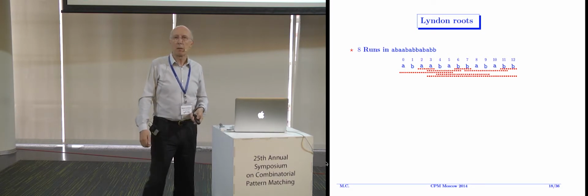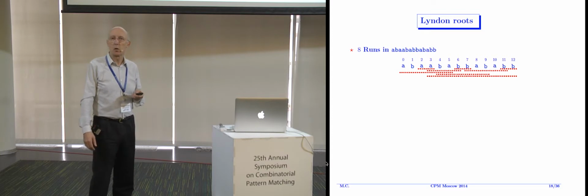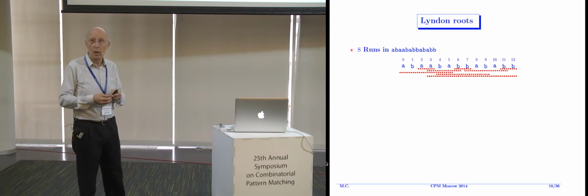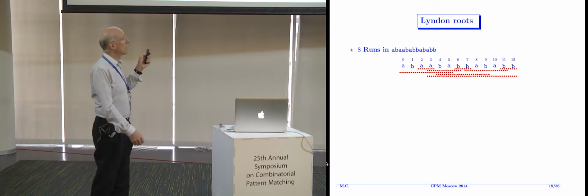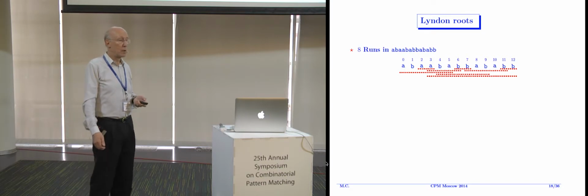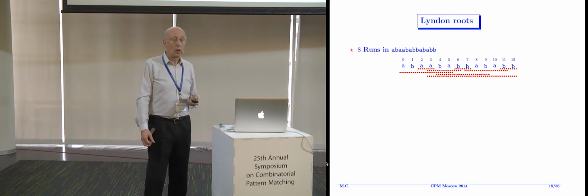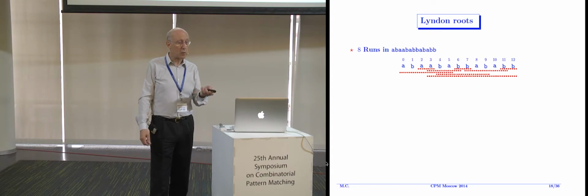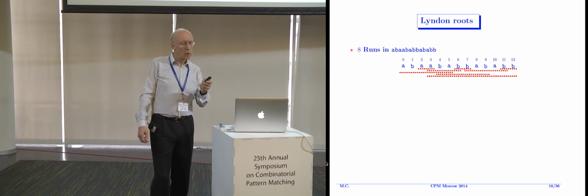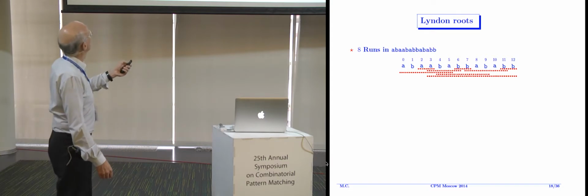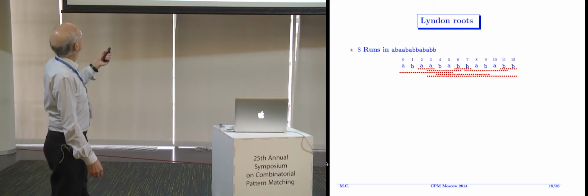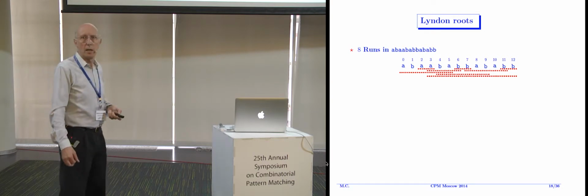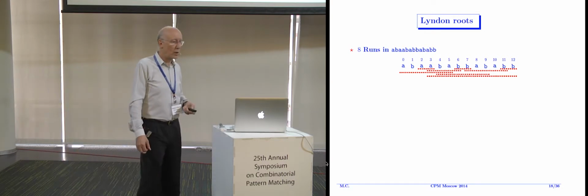Here is an example. I will try to show you the elements of the proof on this example. We have a string here in which we have a certain number of runs. They start with squares, and one has an exponent larger than 2, BABAB, with exponent 2.5. We have, I don't know, eight runs in this string. They are all underlined.